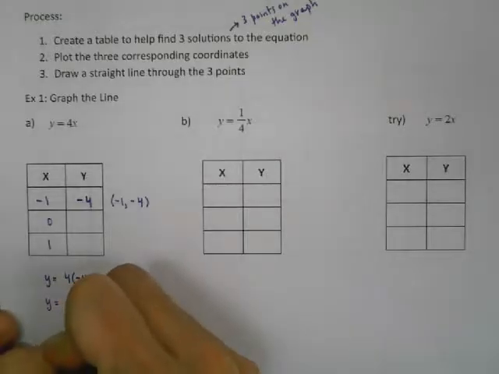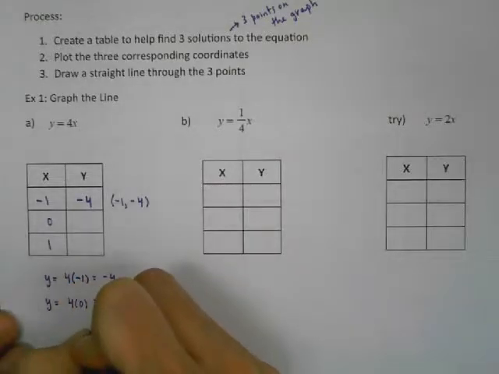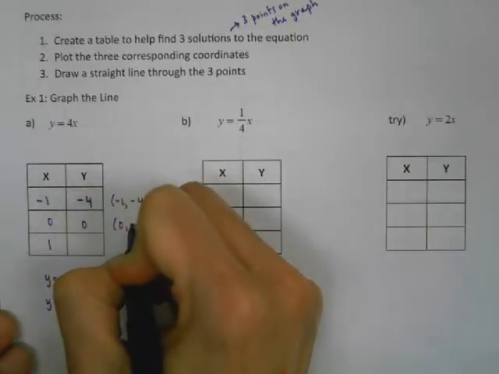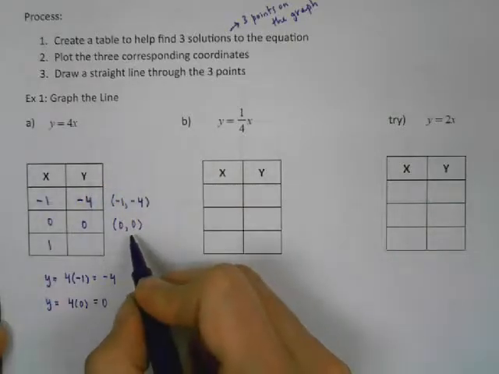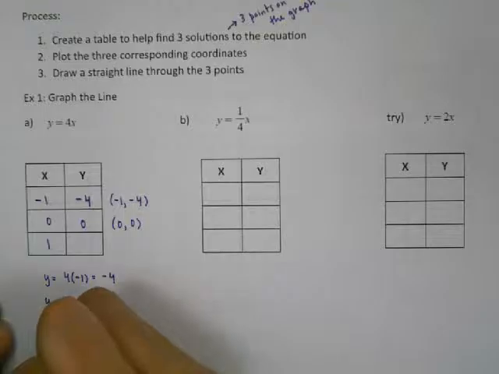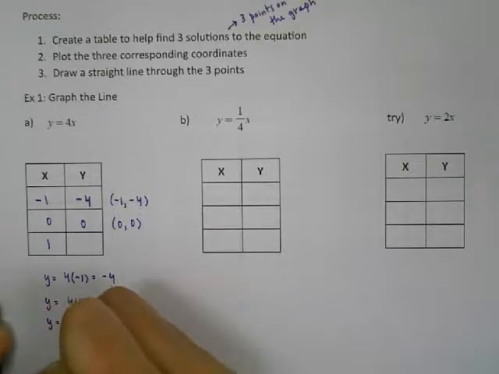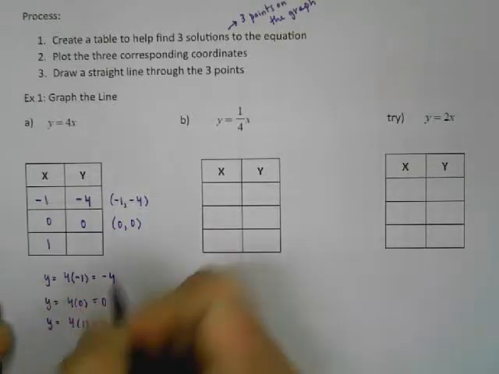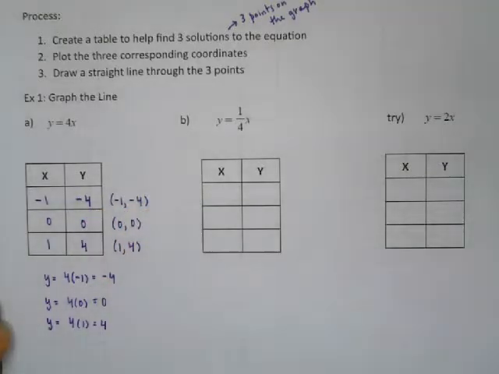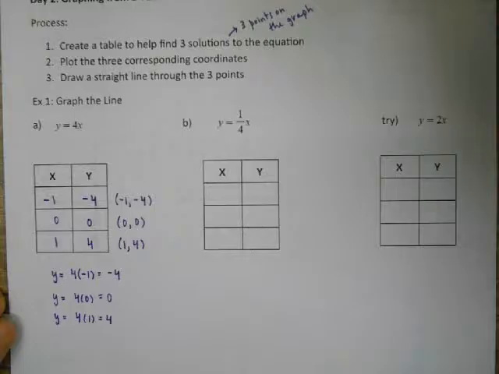Now I have y equals 4 times 0, which gives me 0. So I know that my graph goes through the point 0, 0. Remember, that's our origin, just to review some vocabulary. And then for my last one, y equals 4 times 1 gives me a +4. So now I've generated 3 solutions to that equation.